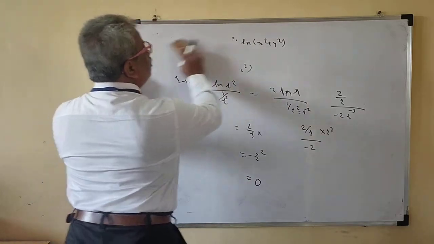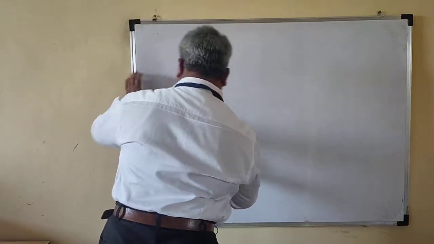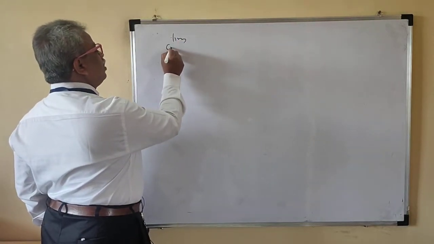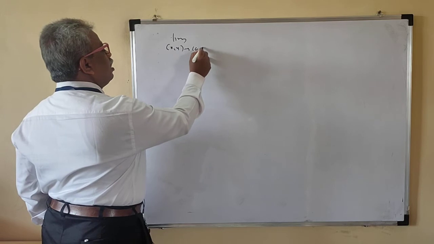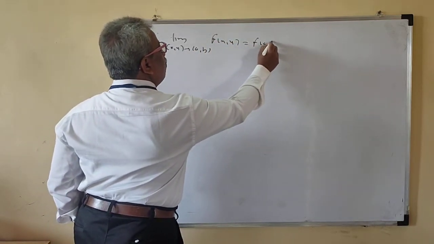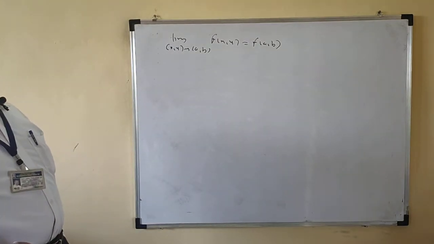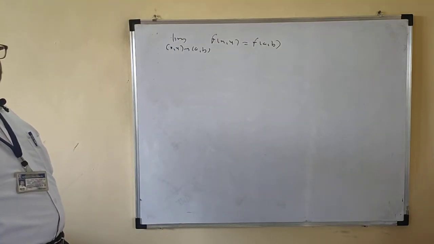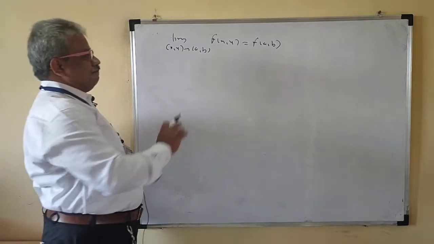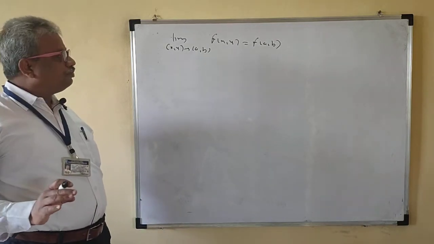Now the main thing, continuity. When we say that a function is continuous, this is the definition: limit of f of xy as (x,y) tends to (a,b) is equal to f of ab. So here there is no right hand limit and left hand limit and so on. This is the definition of continuity of a two variable function.